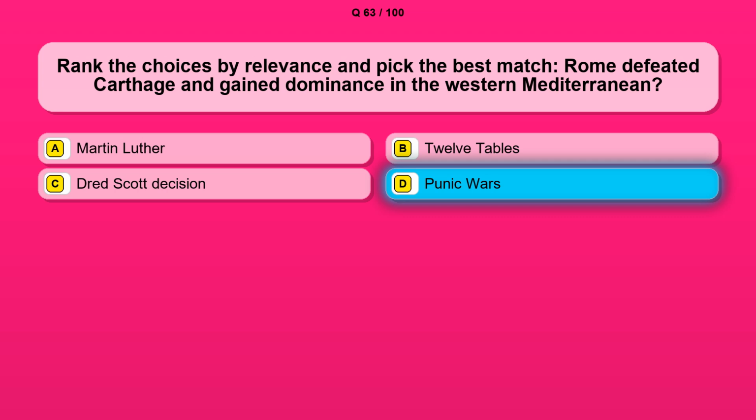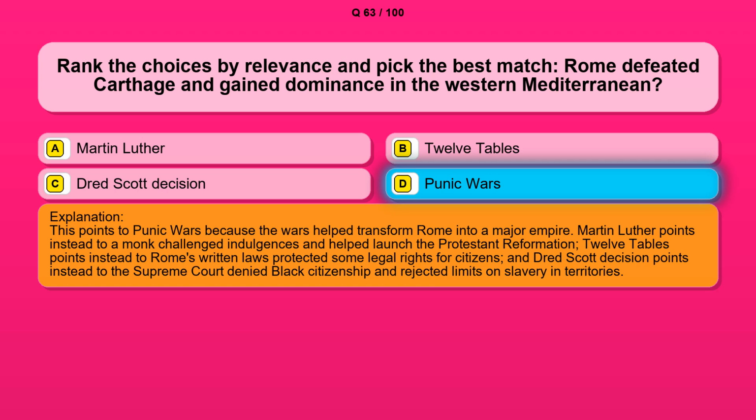The correct answer is option D, Punic Wars. This points to Punic Wars because the wars helped transform Rome into a major empire. Martin Luther points instead to a monk challenged indulgences and helped launch the Protestant Reformation. 12 Tables points instead to Rome's written laws protected some legal rights for citizens, and Dred Scott decision points instead to the Supreme Court denied black citizenship and rejected limits on slavery in territories.